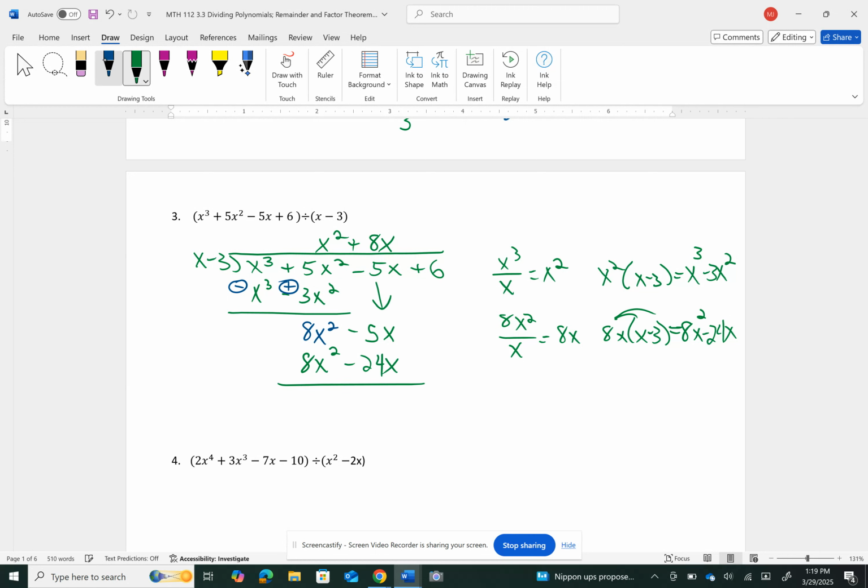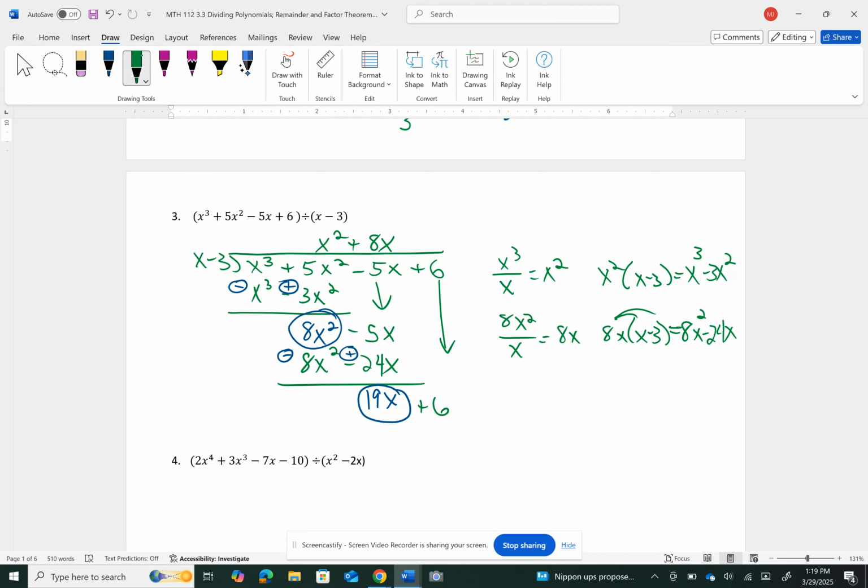And then before I do my subtraction, I like to change my signs, and then I can add straight down. So the 8x squared and negative 8x squared cancel, and a negative 5 and a positive 24 is going to turn out to be 19x. If you make a mistake, it's usually when you do that subtraction step. So you have to be so careful about that. All right, at that point, I'm ready to just bring down my next number, and then I'll go again.